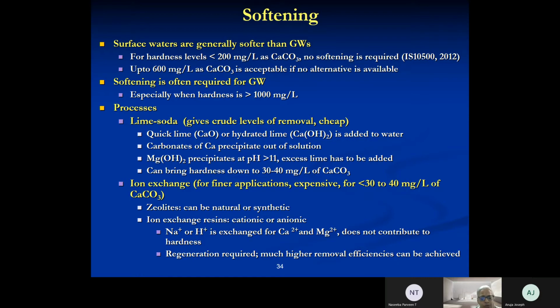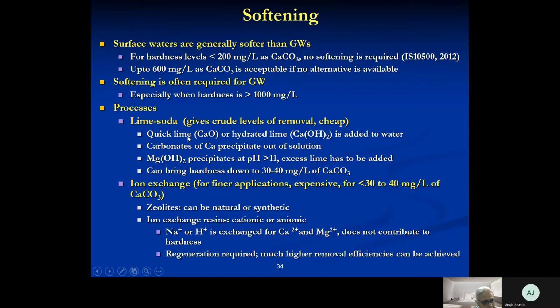tend to be in contact with carbonate rocks, and because they are in contact with rocks containing carbonates and bicarbonates, that's why they tend to be harder than surface water. So I've already mentioned all these points. And softening is required when the hardness level is greater than 1000 milligrams per liter as CaCO3. There are two options. One is called the lime and soda option, and the second is ion exchange.